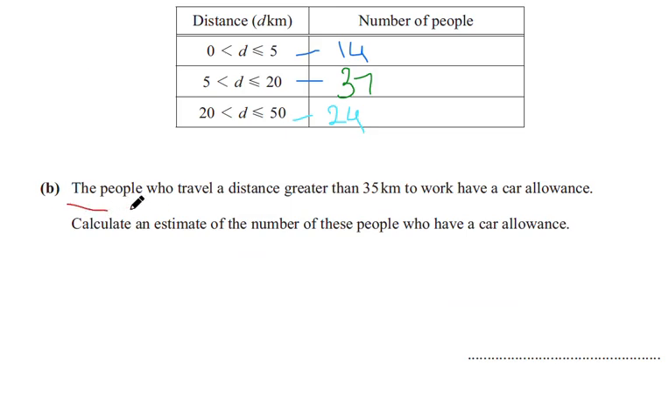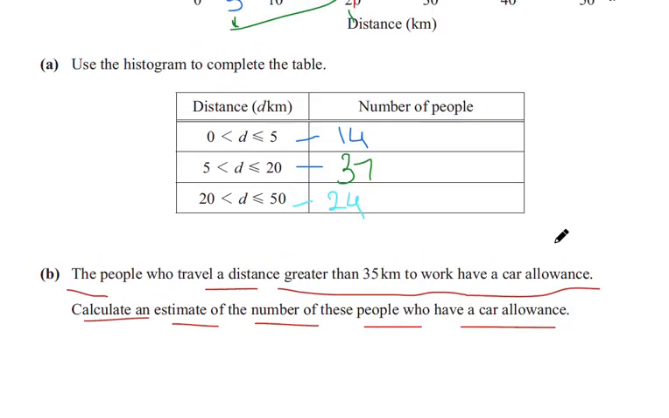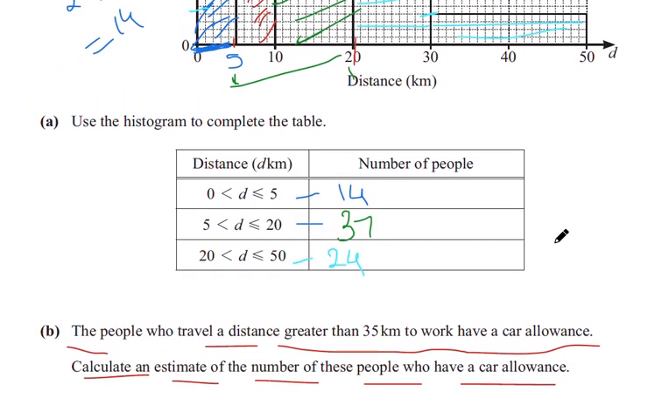Now the second part is part B. The people who travel a distance greater than 35 km to work have a car allowance. Calculate an estimate of the number of these people who have a car allowance. So we have to find out how many people will get the car allowance. The condition given is that those who are traveling a distance greater than 35 km will be allowed.